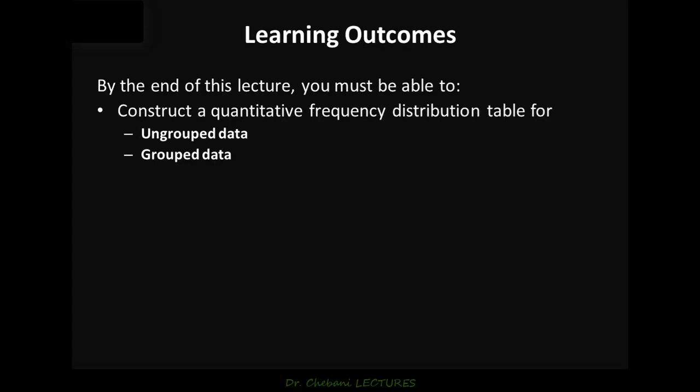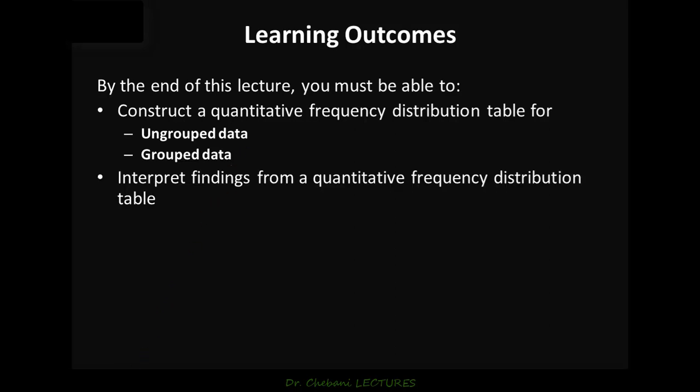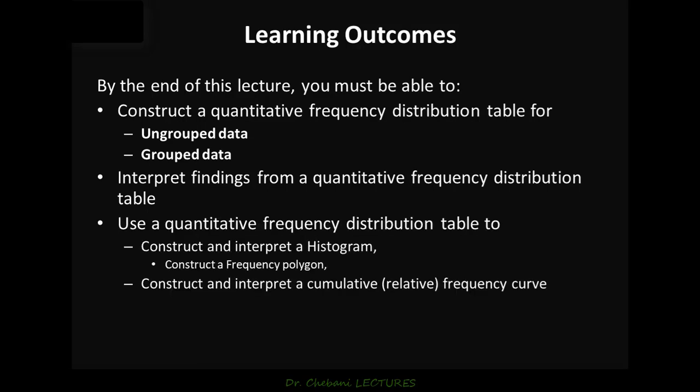So the learning outcomes. By the end of this lecture, you must be able to construct a quantitative frequency distribution table for both grouped and ungrouped data, right? We'll look at what this means, grouped and ungrouped data. You must also be able to interpret findings from a quantitative frequency distribution table, which we'll go through as well. And in the next video, we will look at using the quantitative frequency distribution table in order to construct the histogram and also a frequency polygon.